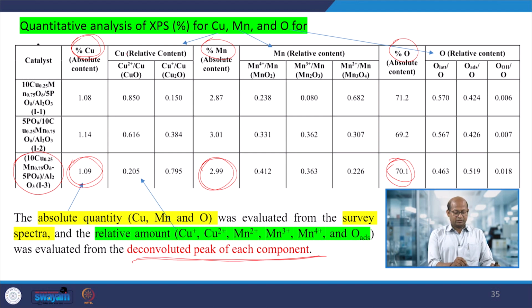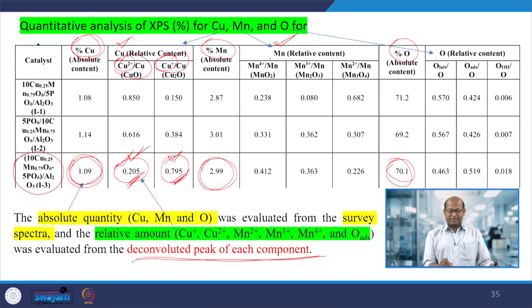Since copper is present in copper plus 2 and copper plus 1 oxidation states, with the help of the deconvoluted spectra we can get copper plus 2 with respect to the total copper. Copper plus 2 divided by total copper is this percentage, and copper plus 1 divided by total copper is this. So we get the relative content of specific ions, either copper plus 2 or copper plus 1. Here copper plus 1 is more than copper plus 2, meaning approximately 80% copper plus 1 and 20% copper plus 2 is present in that particular sample.